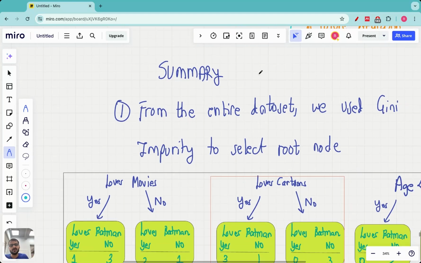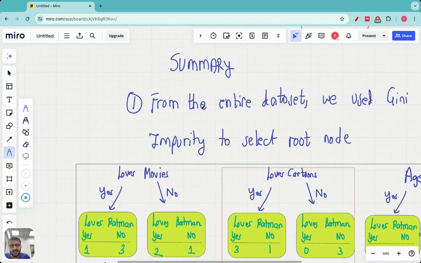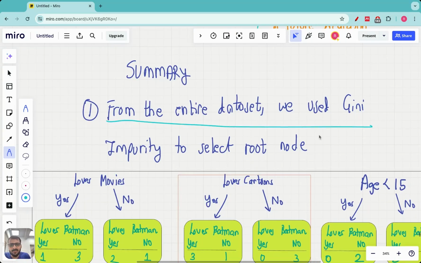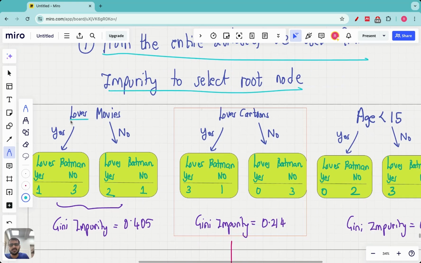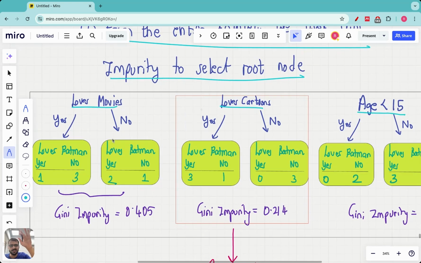In the summary, the first step is that from the entire data set, we used Gini impurity to select the root node. So for these 3 questions, loves movies, loves cartoons, and age less than 15, we wanted to select the root node, what should come at the start.